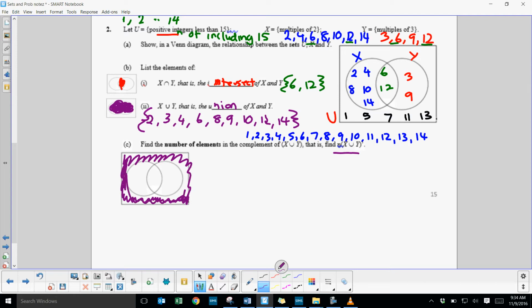So you might want to make a note. Count how many are outside the two circles.